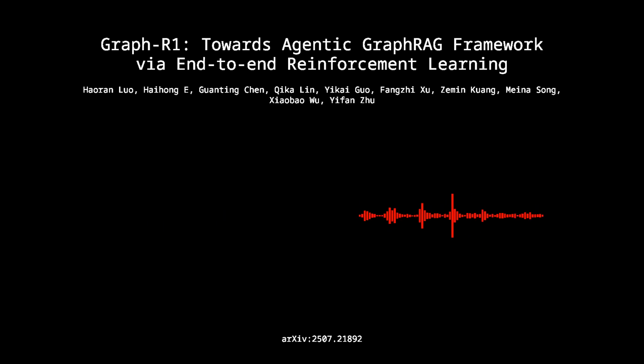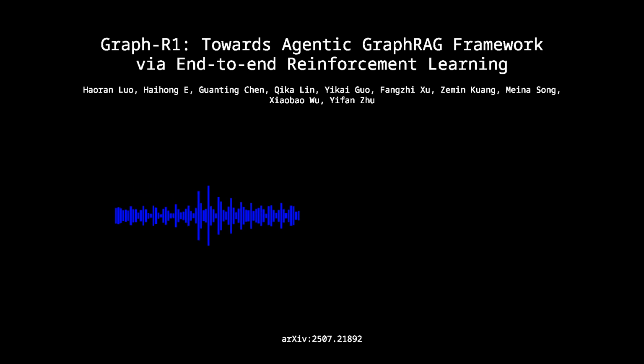Okay, so let's unpack that. Our deep dive today is into something called GraphR1. And this feels like a really significant evolution in this space. It is. It's an agentic framework, a new type of GraphRAG, that's designed from the ground up to solve those structural and retrieval problems using, and this is the key, end-to-end reinforcement learning.